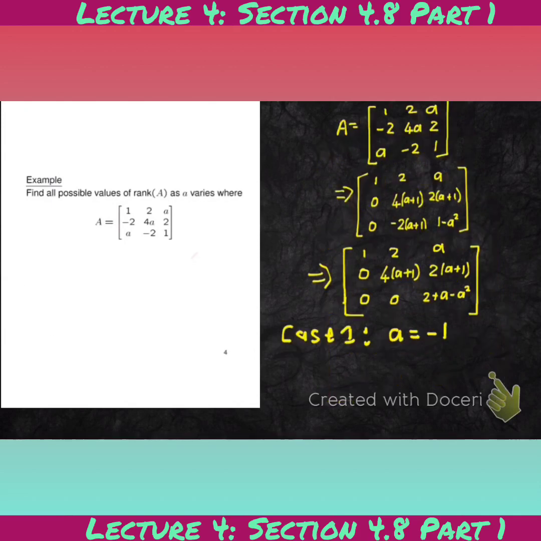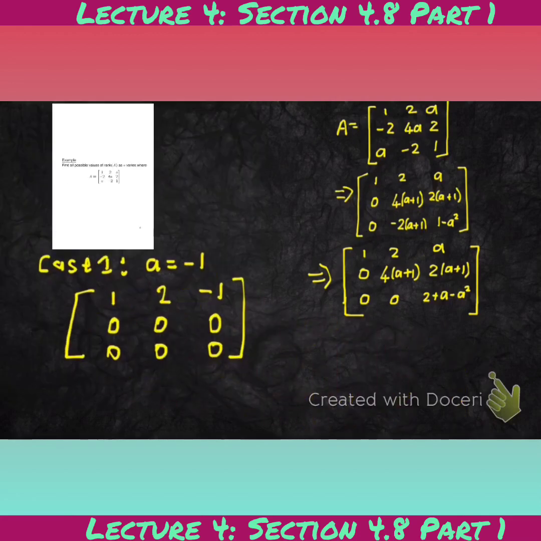The first case: if a is -1, then the reduced row echelon form becomes the indicated matrix. From that we can see that the dimension of the row space of the matrix A, for the case where a is -1, is 1. So the rank is 1. For case 1, the rank of A is definitely going to be 1.